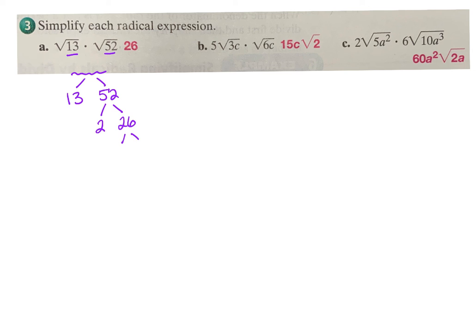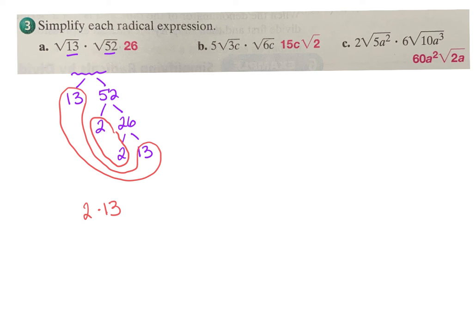I know that 26 is also even, so I can divide that by 2: 2 and 13. Well, now I have all primes, so I'm going to look for what pairs up. The 2's pair up, so I can take a 2 out. And these 13's also pair up, so I can take a 13 out. I don't have any numbers left on the inside, so I just multiply these two, which gives me 26. Nothing left on the inside, so that is my answer.